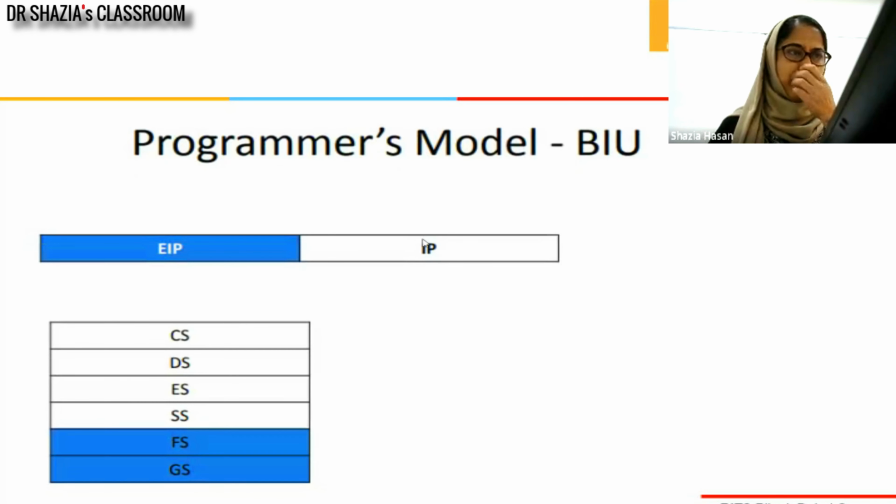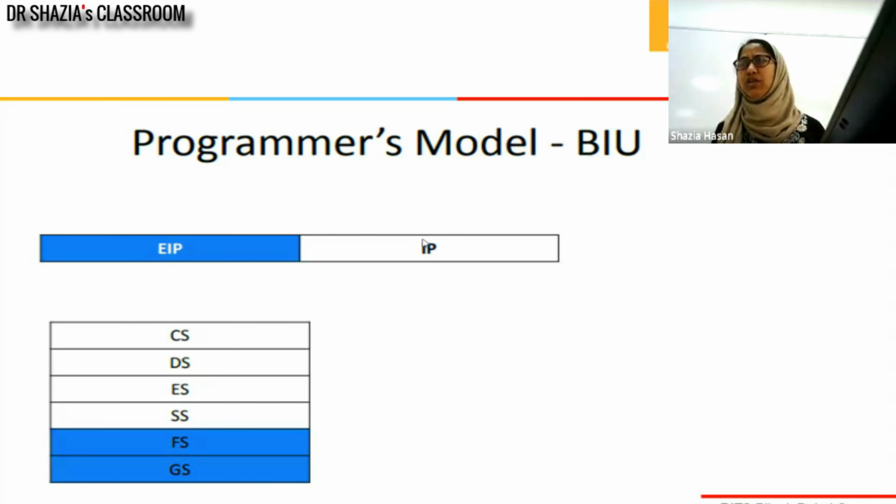So I will stop here. In the next class, again, I will go into detail on what these segment registers we discussed are. Some of the registers are part of the BIU. Whoever is part of the BIU is responsible for generating addresses. Some of the registers are part of your execution unit. They are responsible for handling the data or some other operations. So what are those operations? We will look into it in detail in the next class.